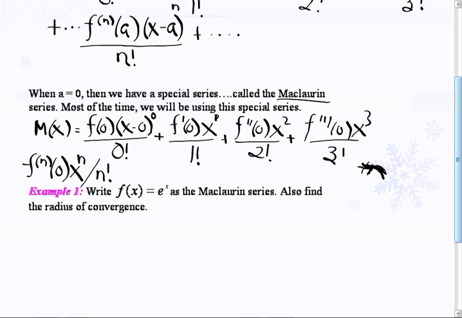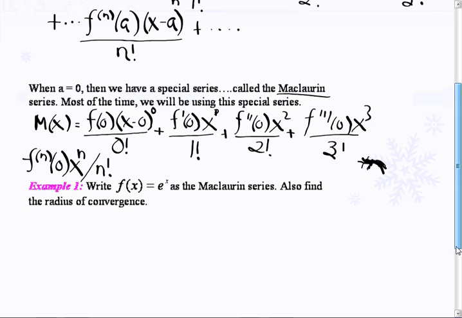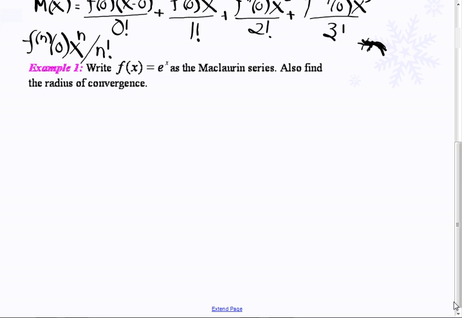Okay, did you guys do e to the x? E to the x is 1 plus x, and so on. You will want to memorize this one. Okay, Ori, what's e to the x centered at the origin? This is the Maclaurin series. Okay, you want to memorize this.